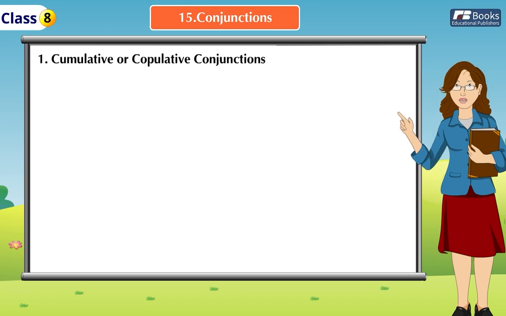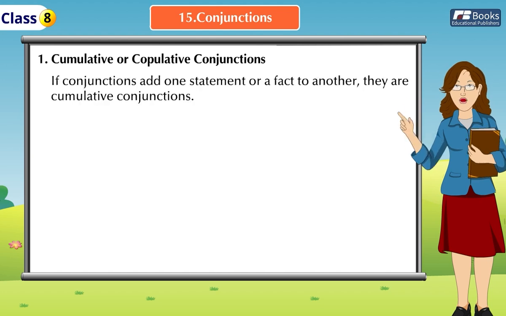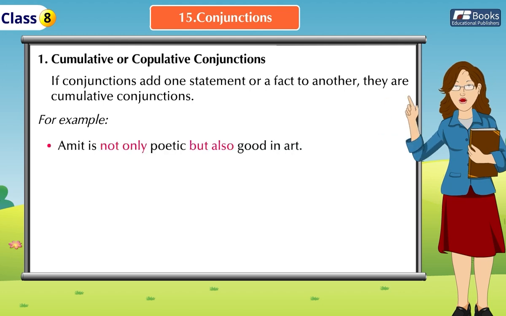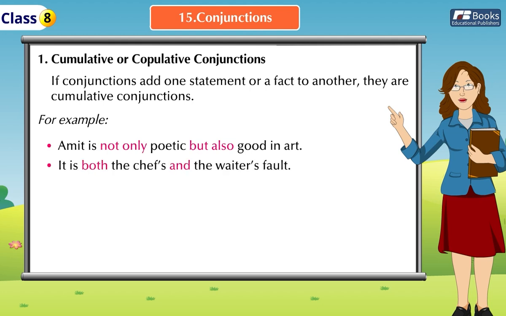First, cumulative or copulative conjunctions. If conjunctions add one statement or a fact to another, they are cumulative conjunctions. For example, Amit is not only poetic but also good in art. It is both the chef's and the waiter's fault.